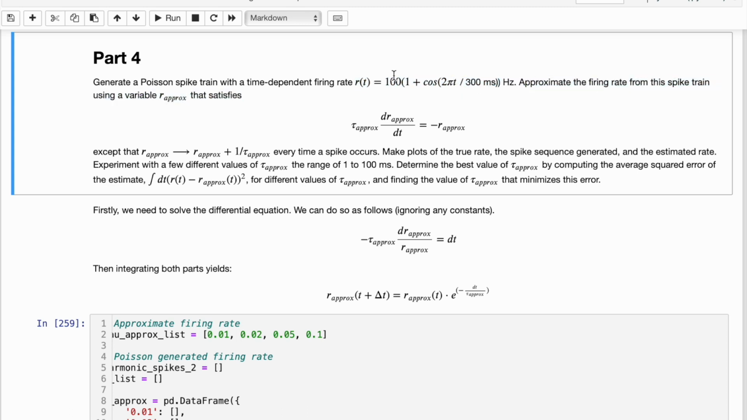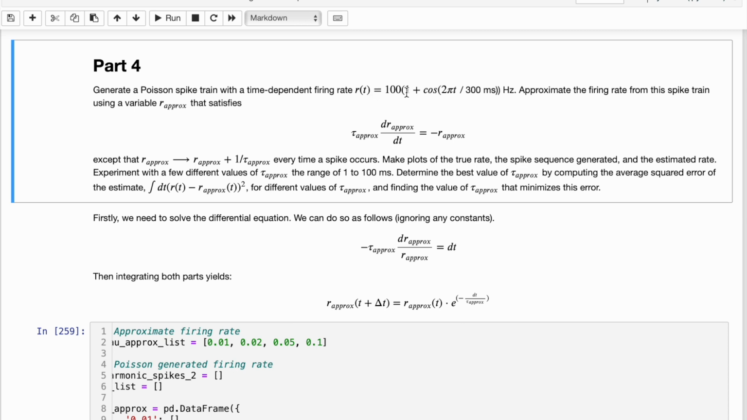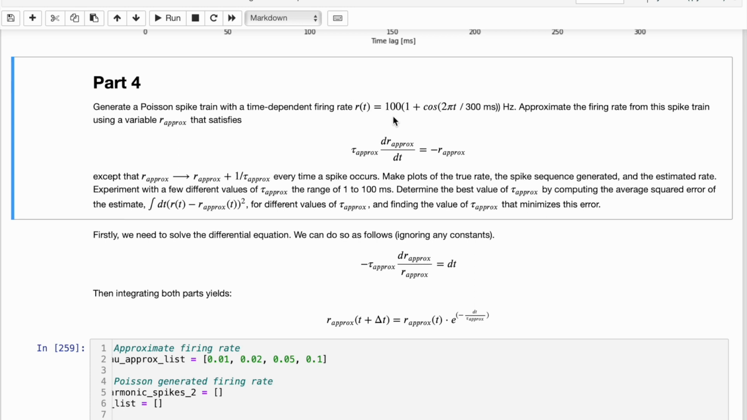rate function for the harmonic spike generator that we worked with above. However, note that the period is not 25 milliseconds, but it's 300 milliseconds, so it's much slower oscillation. And this is going to be our so-called true rate. So this is the real rate at which the neuron was spiking.